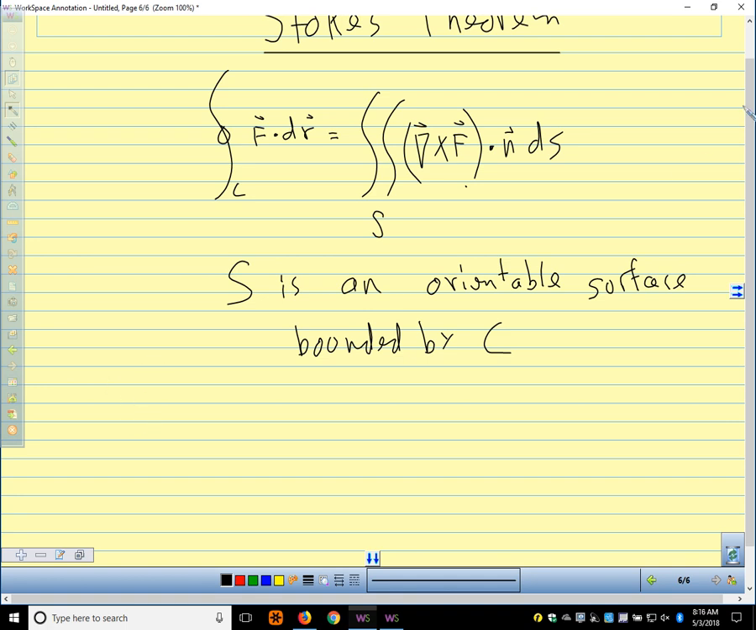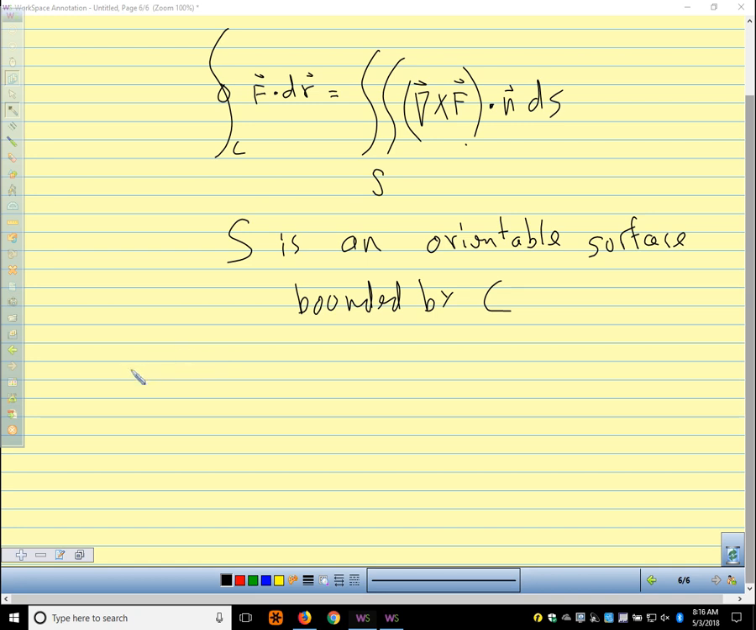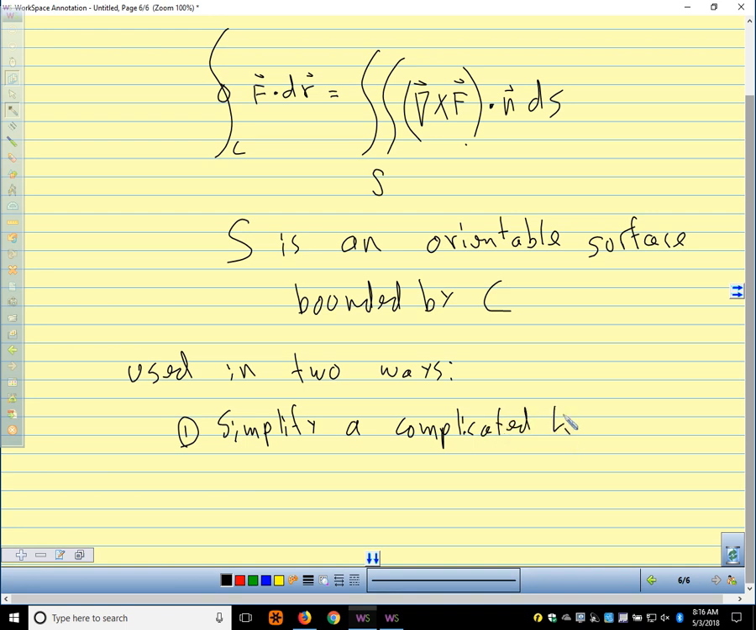We can use Stokes theorem in 2 ways. One is to simplify a complicated line integral. This is the way we usually use it. So we turn a complicated line integral into a surface integral, and we'll take a look at an example of that.